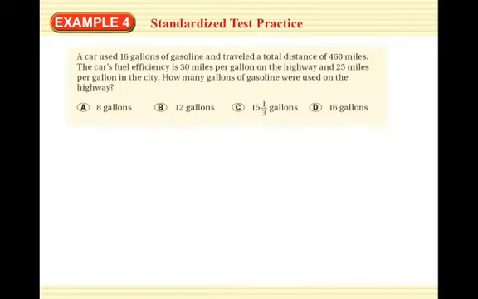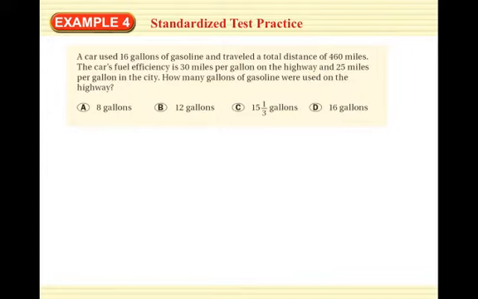Okay, our last example is also going to serve as standardized test practice. So we've got a car that uses 16 gallons of gasoline and traveled a total distance of 460 miles. The car's fuel efficiency is 30 miles per gallon on the highway and 25 per gallon in the city. So that makes sense. We know that cars are more fuel efficient on the highway than they are in the city. So 30 miles per gallon on the highway, 25 miles per gallon in the city.